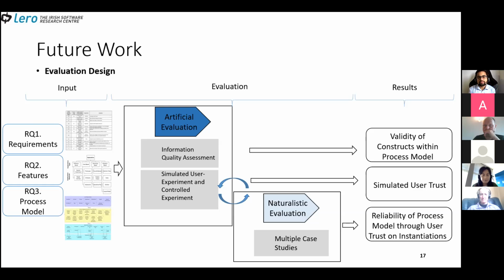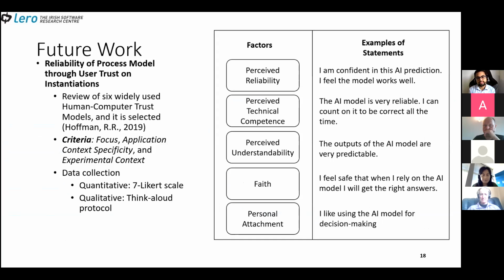Finally, given I will assess the trust of users in explanation methods, it's important to define a model for this assessment. For this definition, I reviewed existing models for measuring human-computer trust, which I can use to validate my process model. With particular criteria for selection based on the suitability of each model to my context, I selected Hoffman, which has the factors of reliability, technical competence, understandability, faith, and personal attachment of a user to a computer or a system, or in my particular case, an AI model.